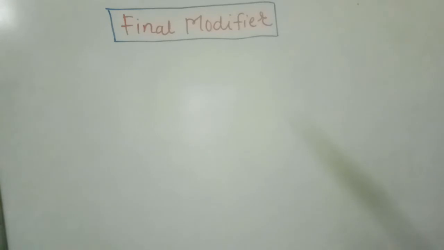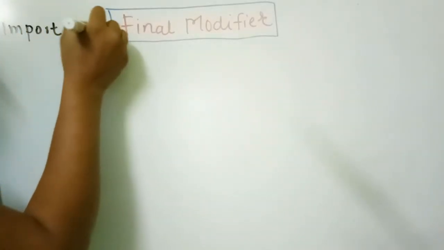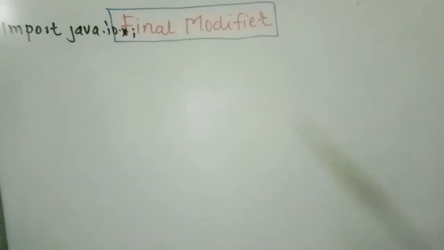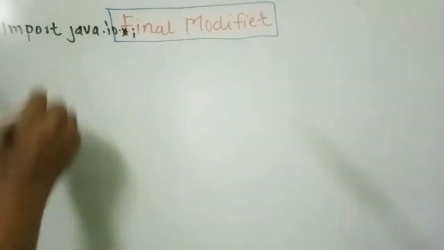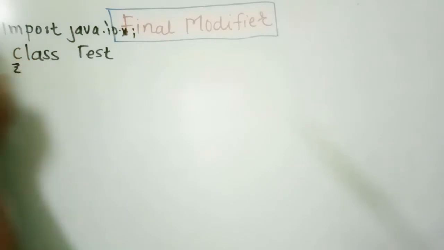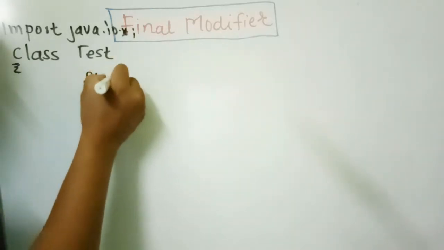Now we will try to write one program that will demonstrate the use of the final modifier. For that, we will create one header file, that is import java.io.*. Then we will create one class, for example class Test. In that, we will create one variable, that is the float type pi.